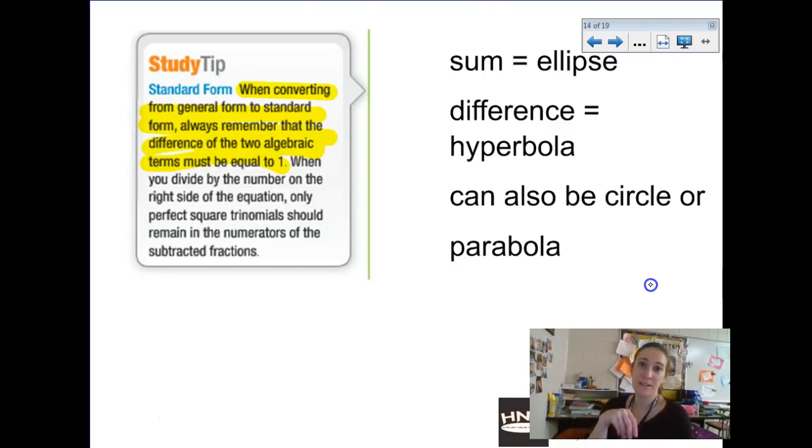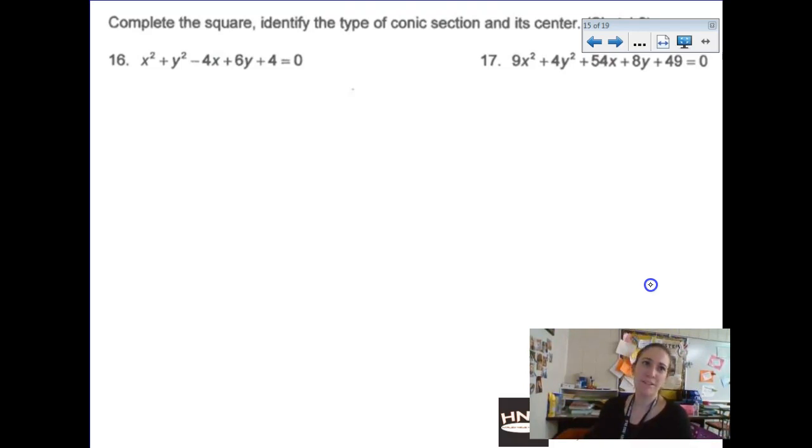This is a little slide that discusses, if you're trying to determine what kind of conic you have, there's clues to look for. If it's a sum problem, it's an ellipse, maybe a circle, you have to investigate that further. You gotta watch out for parabolas too, they get snuck in there. But it's going to be pretty obvious once you start completing the square.